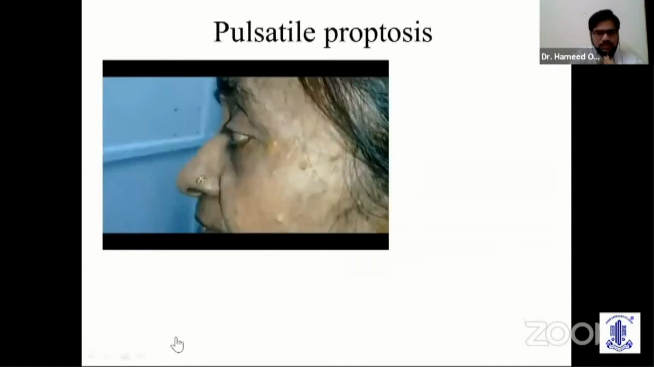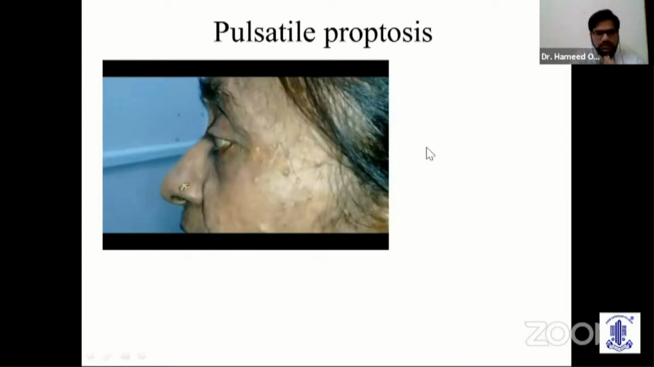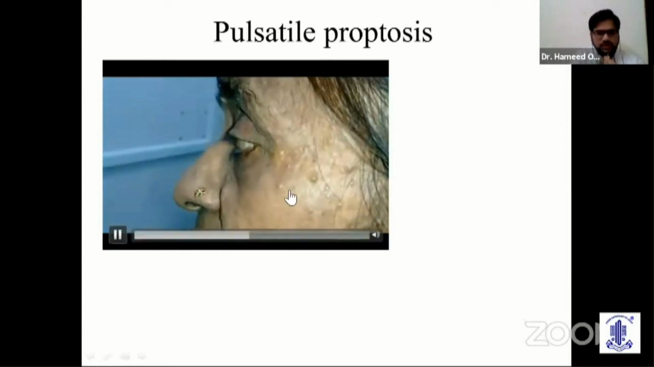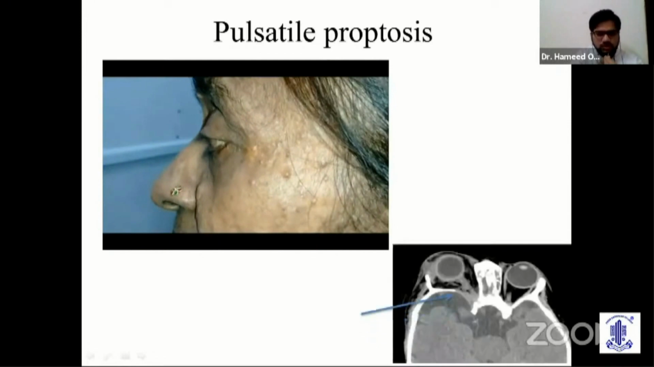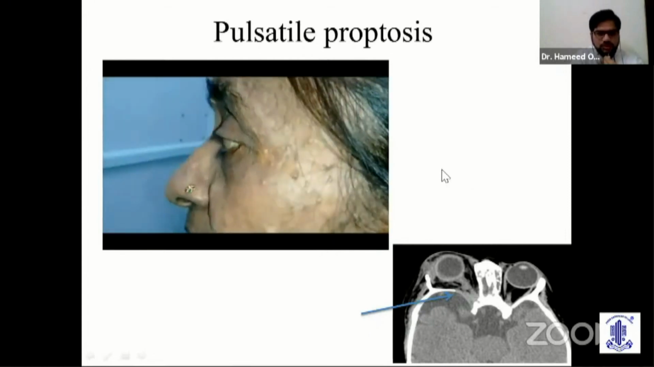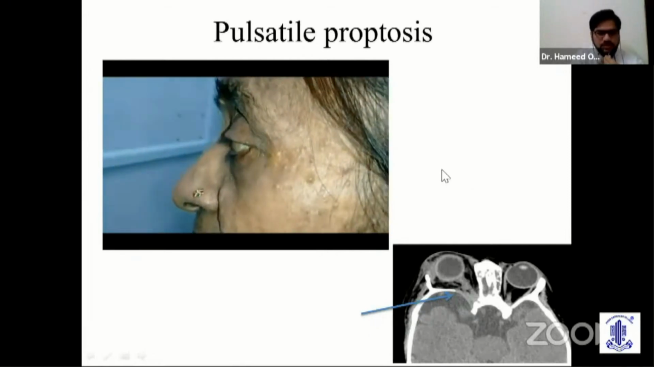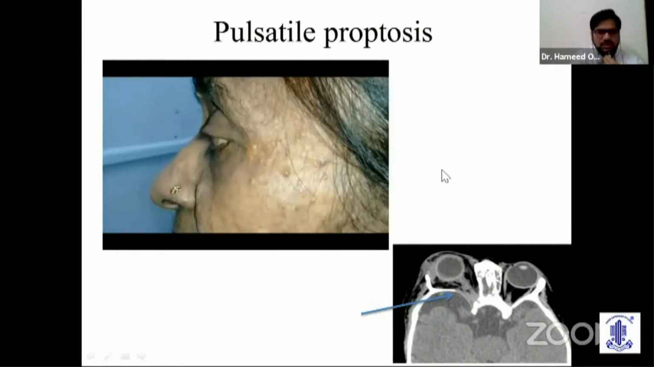This is a case of a pulsatile proptosis. You can see the patient is also having multiple neurofibromas on the skin. It is a case of neurofibromatosis with a sphenoid dysplasia leading to transmitted pulsation into the globe, causing pulsatile proptosis. Pulsatile proptosis is also seen in cases of high flow carotid cavernous fistula.